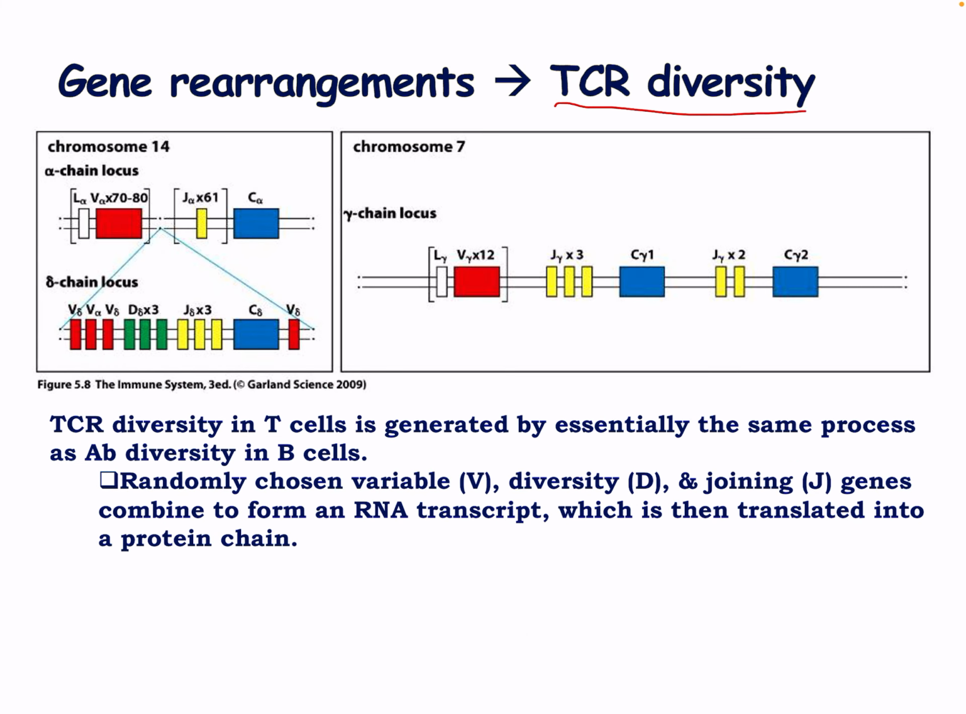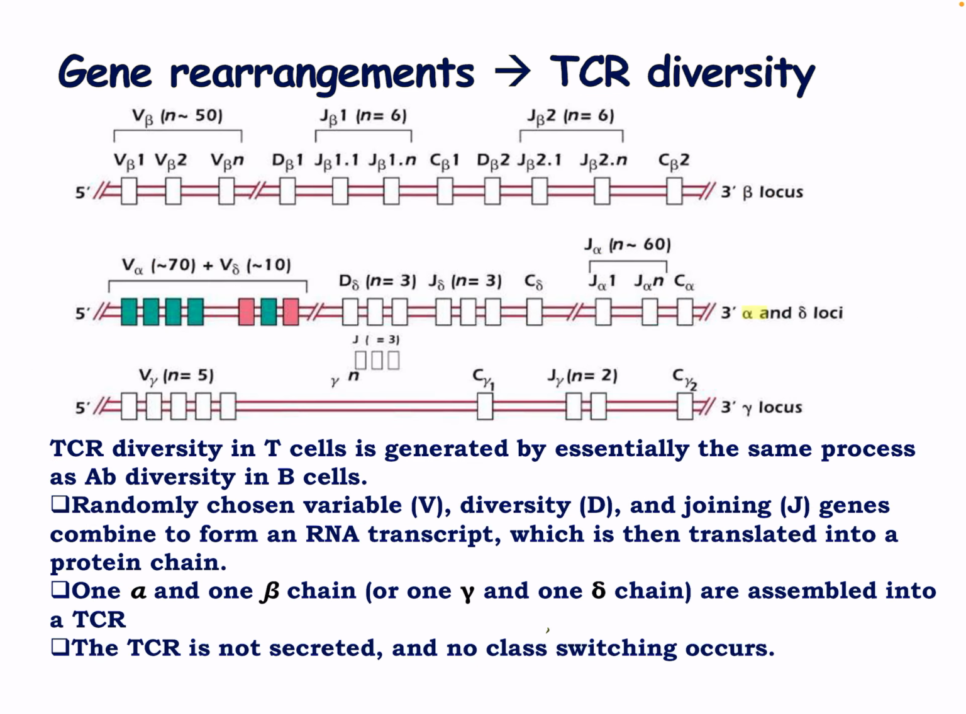So now we're going to move into T-cell receptor diversity. T-cell receptor diversity in T cells is generated by essentially the same process as antibody in B cells, which we discussed in detail. So here we have our V, D, J, and here's our gamma locus and alpha chain locus. We've got the same type of structure here where we'll see rearrangement occur. They will have a randomly chosen variable region, a D region, and a J gene, which will combine to form an RNA transcript, which is then translated into a protein chain.